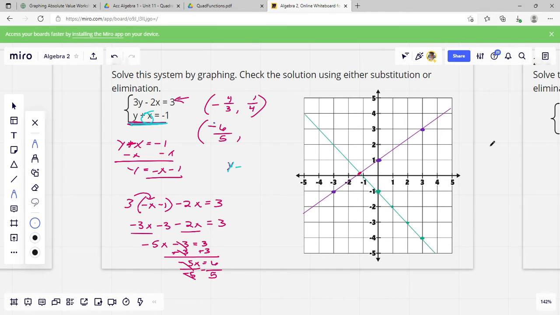So minus 6/5 equals -1. I'll make that be 1/1. Actually, I'll make that be 5/5. Alright, so then I would do plus 6/5. And I'm going to get y equals 11/5.